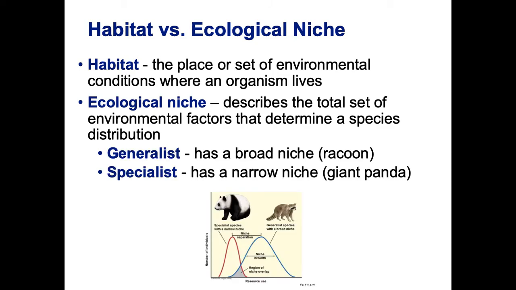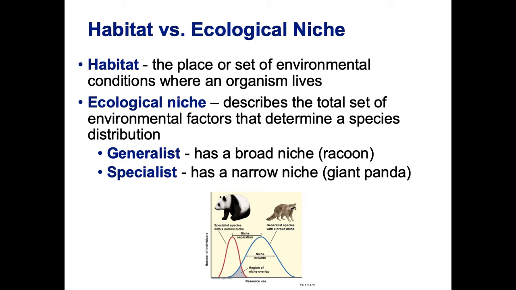And we often group organisms into different groups based on their niche. We say that generalists have a very broad niche, meaning that they can live under a lot of different circumstances. An example of this is the raccoon, which can eat lots of different foods. It can live in lots of different ecosystems. It doesn't need one specific thing in order to survive.